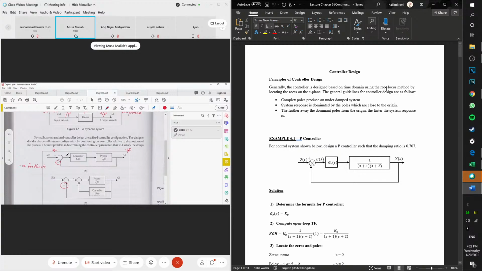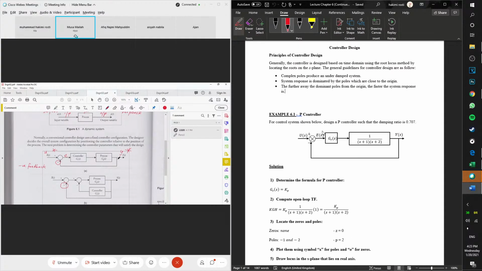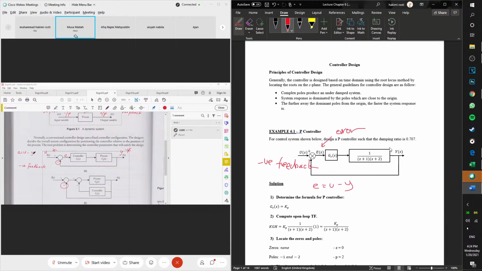Okay, the answer is simple. Because we want to create an error. That's all. Because the error is equal to R minus Y. Or normally I use U for your input, and I use Y for your output, right? So error is equal to U minus Y. So negative feedback will result in an error. If you have positive, then you have U plus Y. U plus Y is not an error. You can never call U plus Y an error. But the difference between output and input, yes, you can easily define it to be an error. So please, guys, take note.